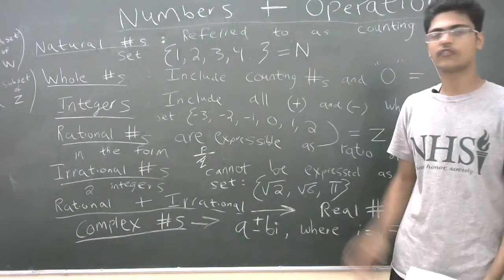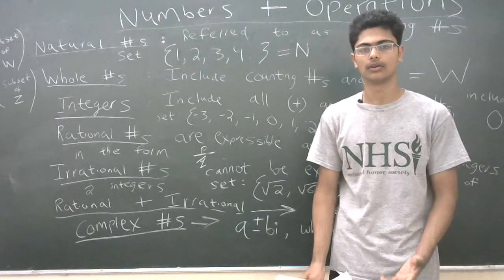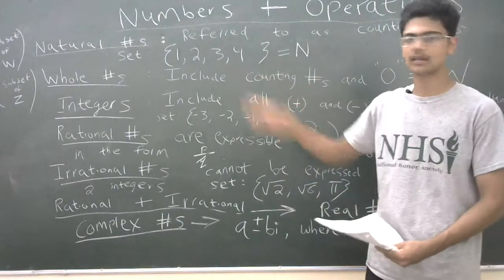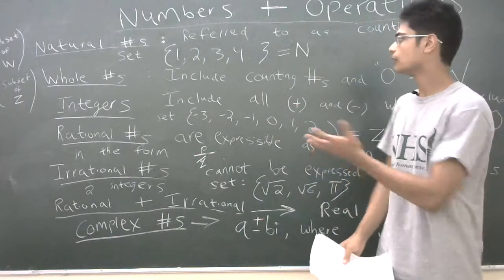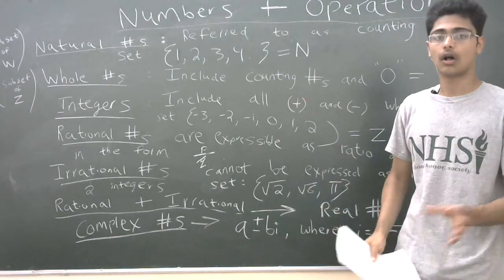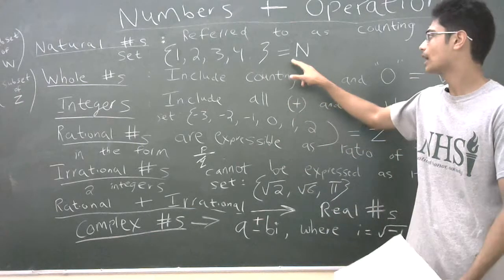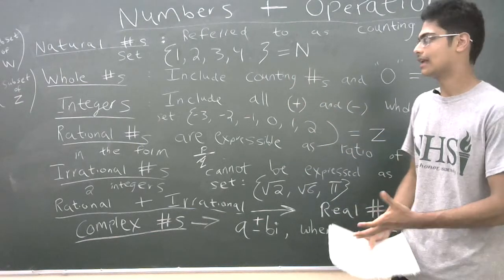So starting off, the first one is natural numbers, and these really include all the counting numbers. So basically the set includes from 1 all the way to infinity. These are all the counting numbers, and this set is denoted by the symbol N.